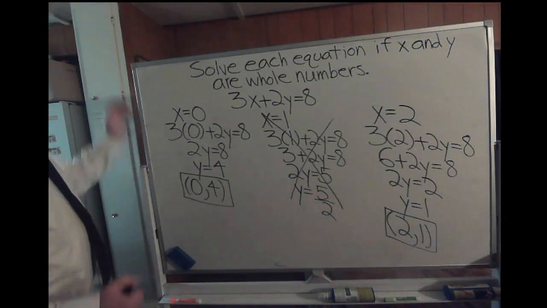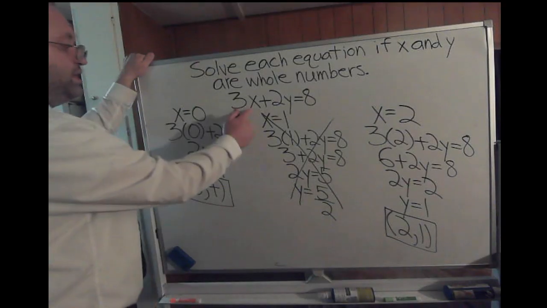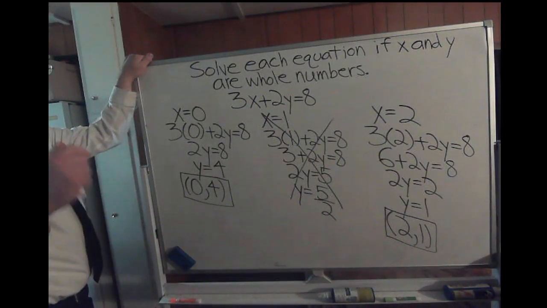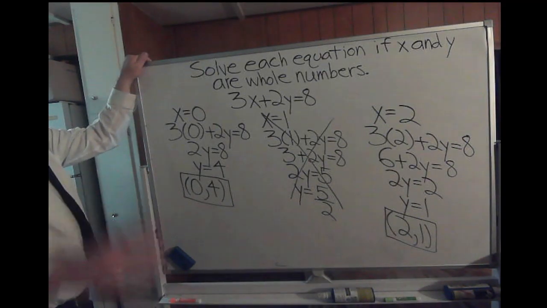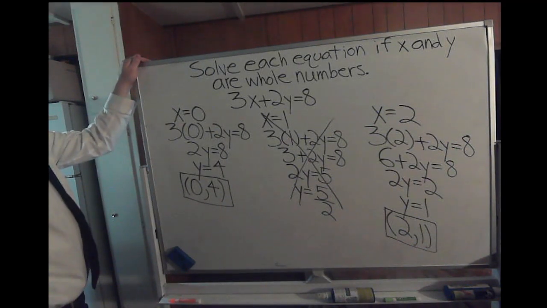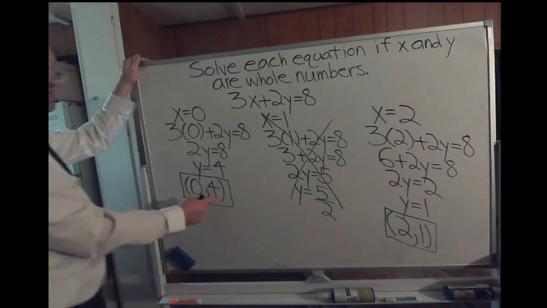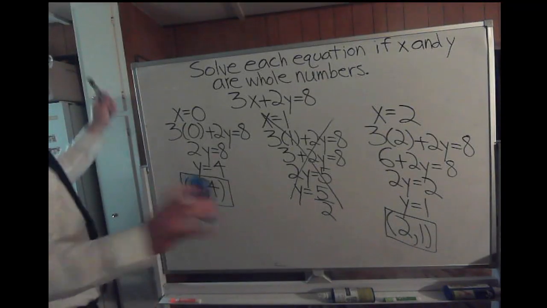And it would appear if we tried to put in x equals 3, you would get 9 plus 2y equals 8. You would get 2y equal to negative 1, which y would equal negative 1/2. So it does not appear we can go any further. So your only two possible solutions are 0, 4, and 2, 1, if we stick within the set of whole numbers.